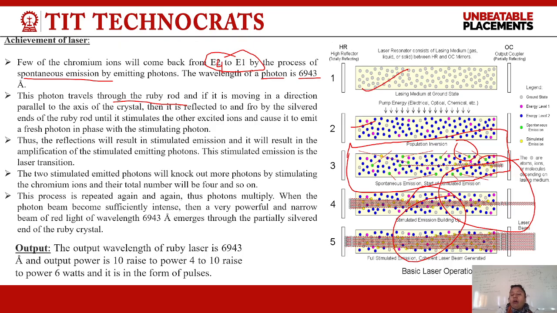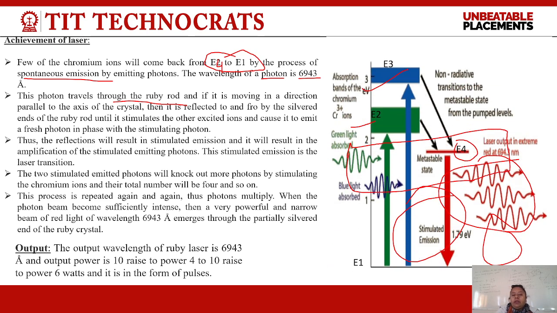Once the loss and gain occur on this partially silvered mirror, the laser comes out from this area. In this way the helium neon laser is produced, and the color of the helium neon laser is red, and its wavelength is 6943 angstrom.